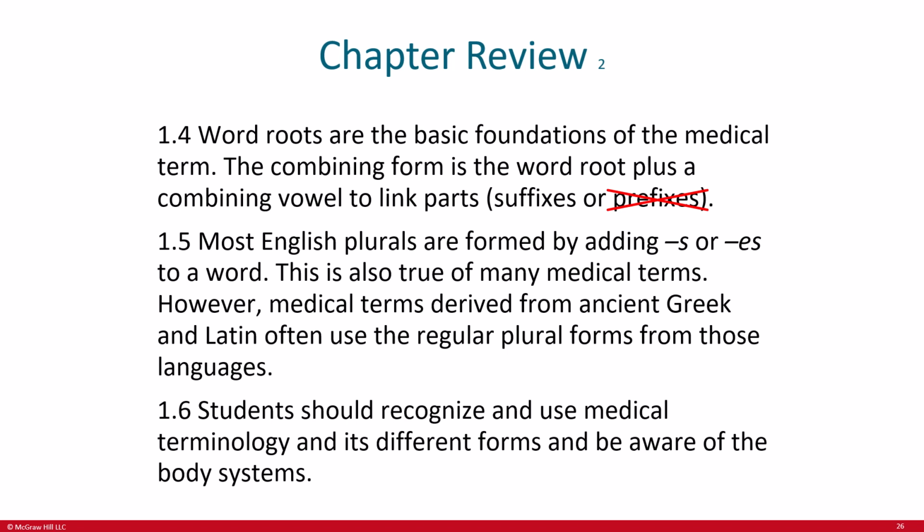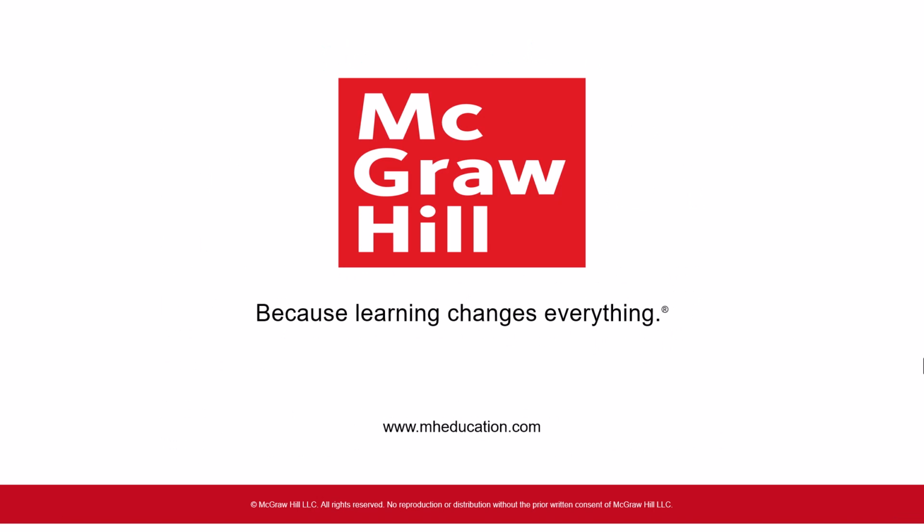Most English plurals are formed by adding s or es to a word. This is also true of many medical terms. However, medical terms derived from ancient Greek and Latin often use the regular plural forms from those languages. Lastly, you should recognize and use medical terminology and its different forms, and be aware of the body systems. That is all I have for you for this chapter.